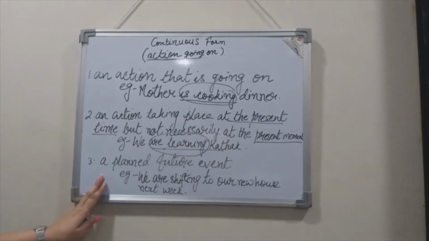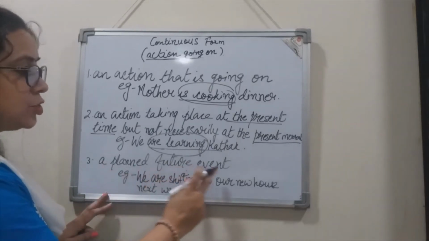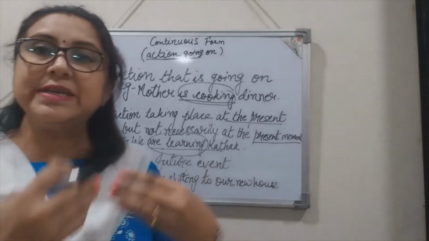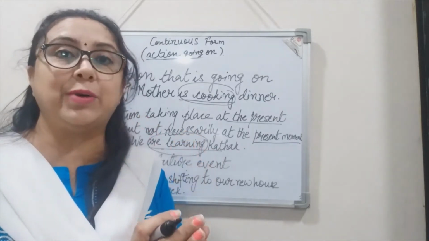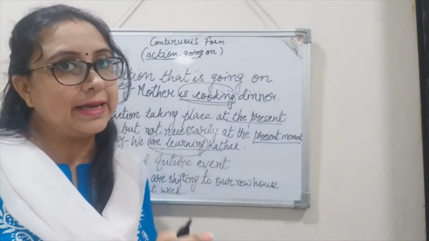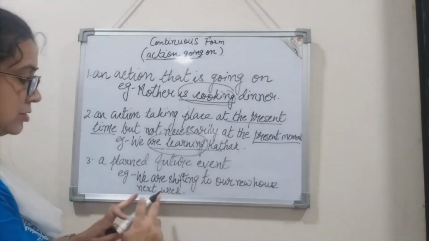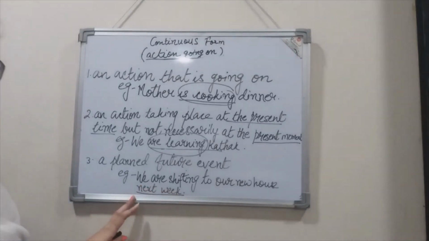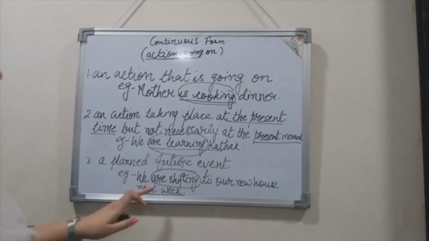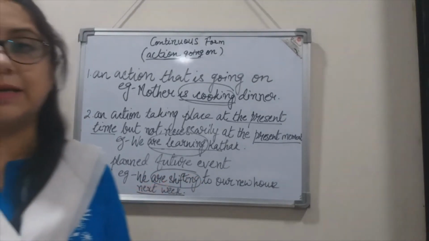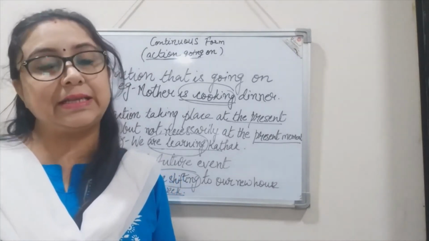And moving on to the third rule, that is the last rule for present continuous form. A planned future event, an event which would take place in future time, but the most important thing is that it's a planned one. There won't be any change in that event. For example, we are shifting to our new house next week. Although the action will take place next week, it is a planned one, so the tense form used is present continuous tense. I hope the rules of present continuous tense are clear to everyone.